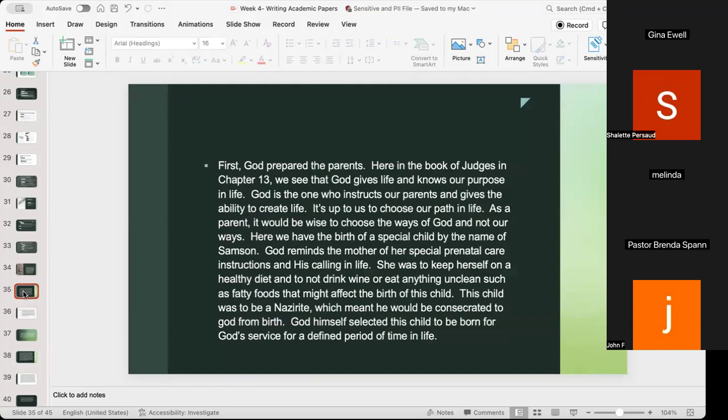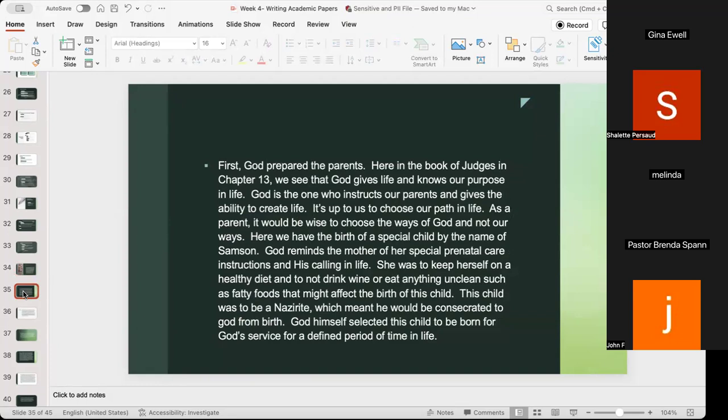First, notice that transition. First, God prepared the parents. Here in the book of Judges in chapter 13, we see that God gives life and knows our purpose in life. God is the one who instructs our parents and gives the ability to create life. It's up to us to choose our path in life. As a parent, it would be wise to choose the ways of God and not our ways.